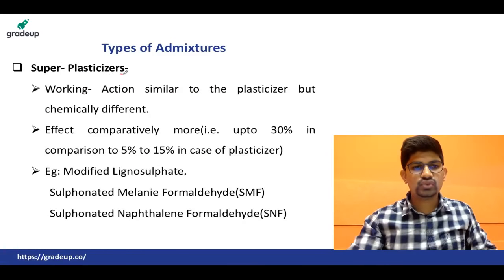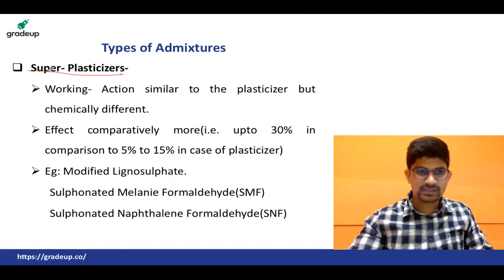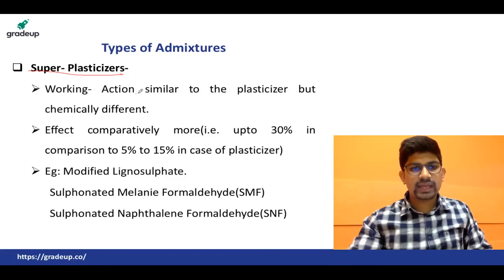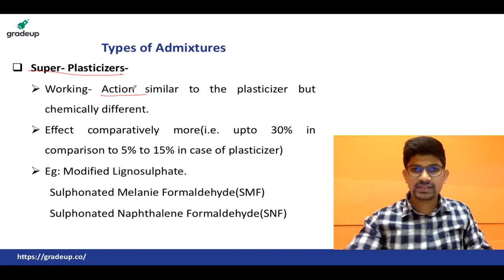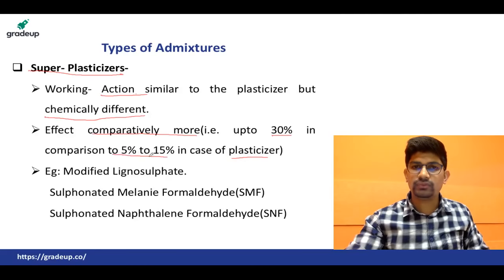Now, the second is super plasticizer. As you all know, we have studied super plasticizers. The action is similar. It also acts as a deflocculating agent. The cement particles repel each other and release the entrapped water. But they are chemically different. The only difference between plasticizer and super plasticizer is that they are chemically different. The effect is comparatively more, up to 30%, while a plasticizer reduces water content by about 5 to 15%. Super plasticizer reduces it by 30%.